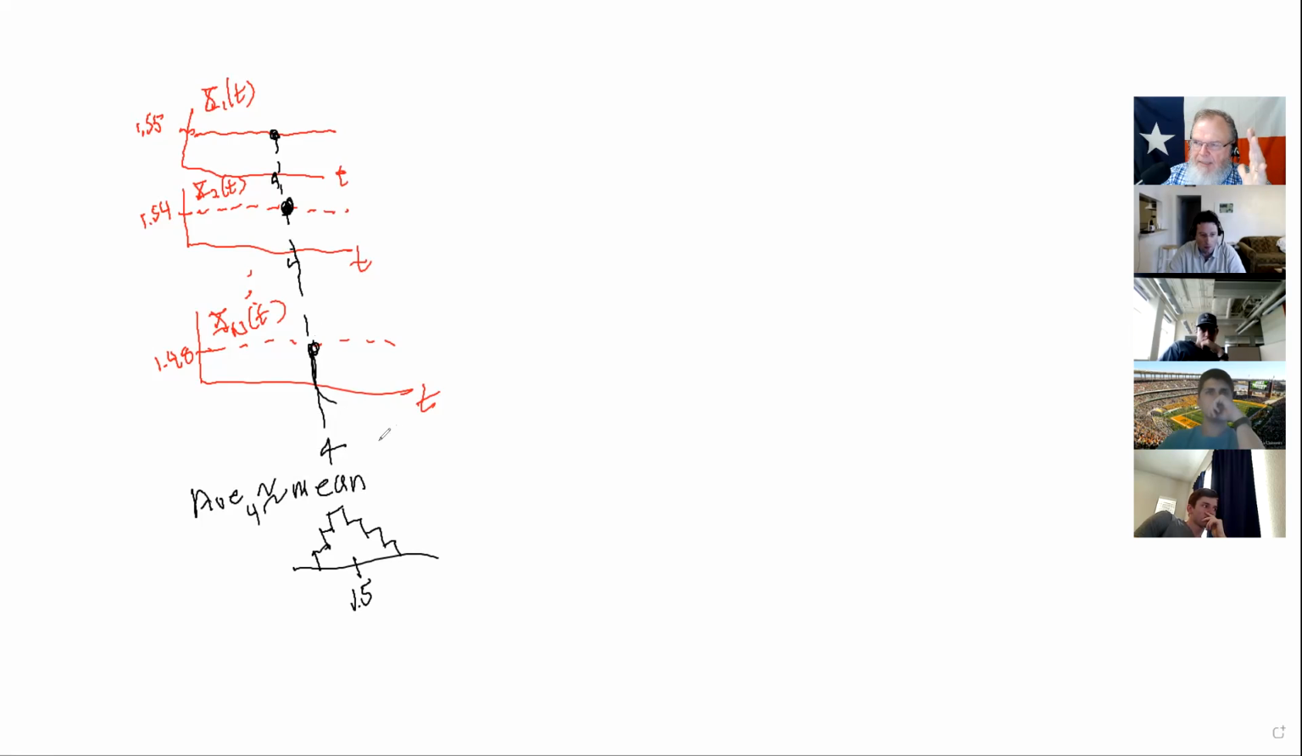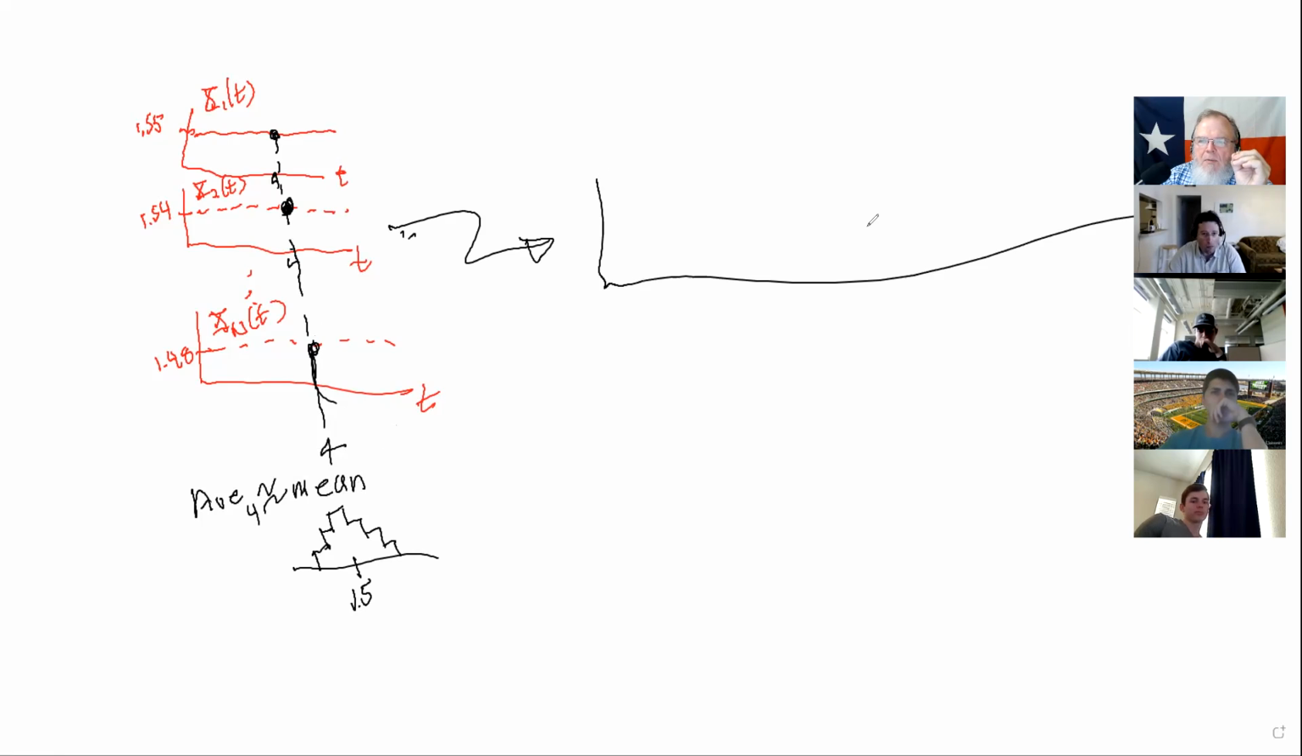Let's apply the concept of ergodicity. What is ergodicity? Ergodicity is identification of the statistics of the underlying process with one observation. So let's take a single observation. Let's take this x sub 2. This x sub 2 has a value of what? 1.54. And that kind of goes on forever.